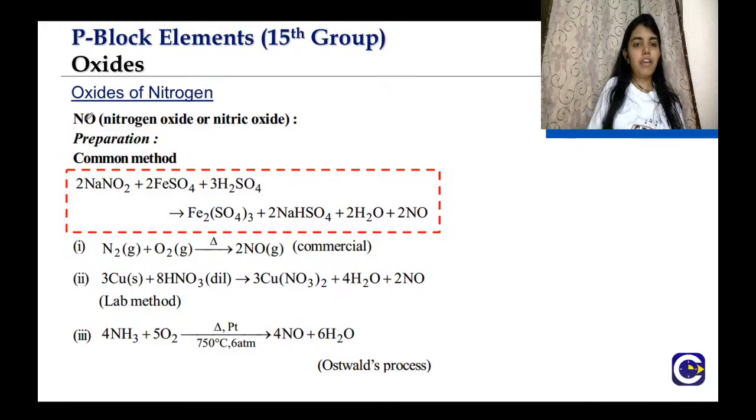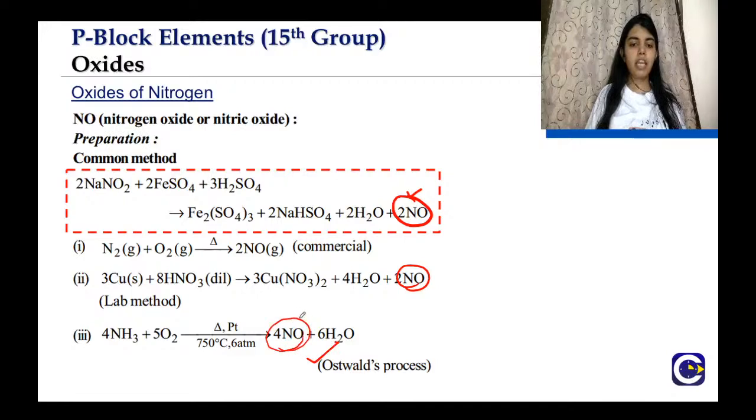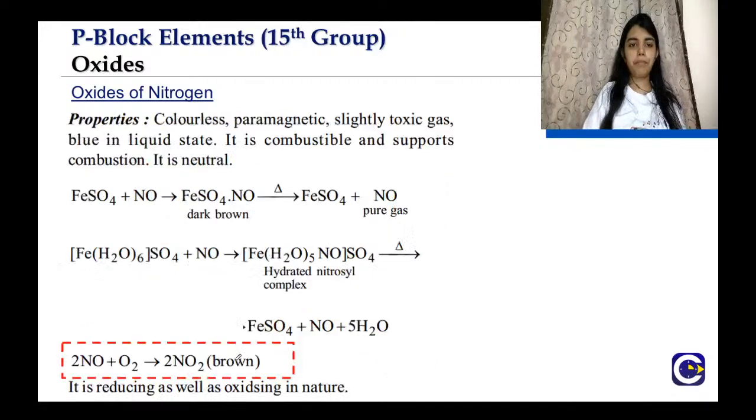Next, coming on to nitric oxide, the common method of preparation is NaNO2 plus FeSO4 plus H2SO4, which will give you NO, nitric oxide. The commercial method is N2 plus O2, simply combining, a combination reaction, so N2 plus O2 will give you 2NO. The lab method is you treat copper with nitric acid, and you will get copper nitrate plus H2O plus NO. Similarly, if you combust ammonia on a platinum surface with oxygen, this is known as the Ostwald process, and you will get NO formed.